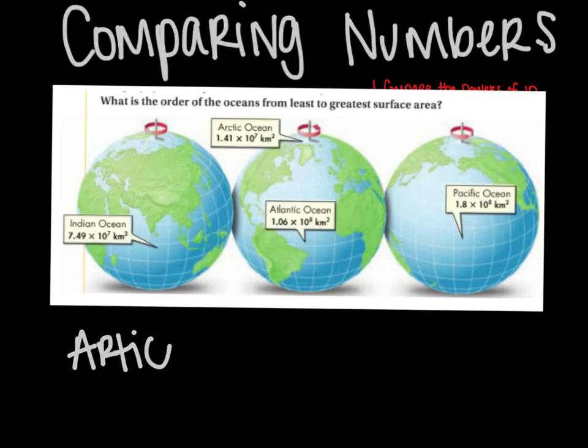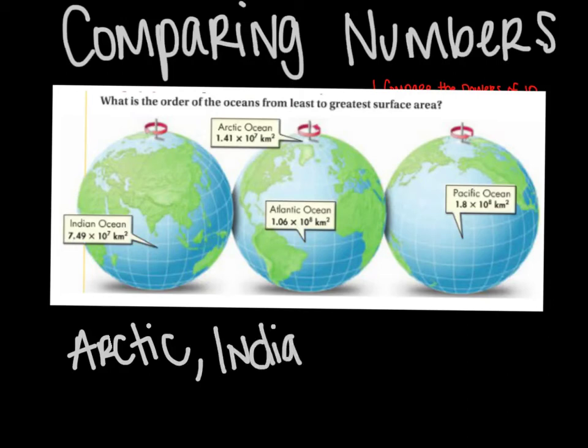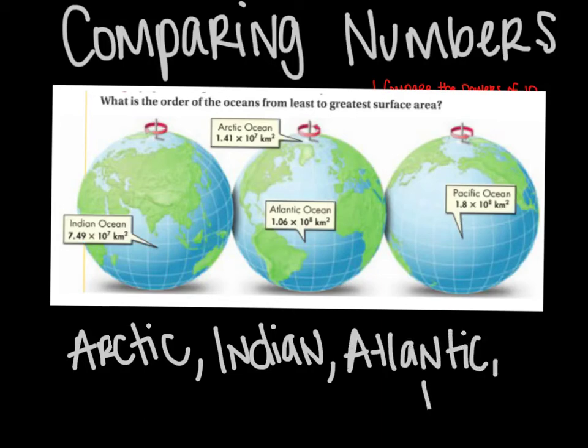And I can't spell, apparently. Let's try that again. Okay, followed by the Indian Ocean. And then I have to compare the Atlantic and Pacific because those two are both 10 to the 8th power. 1.06 is smaller than 1.8, so I know the Atlantic is next, and then the Pacific is the largest ocean.